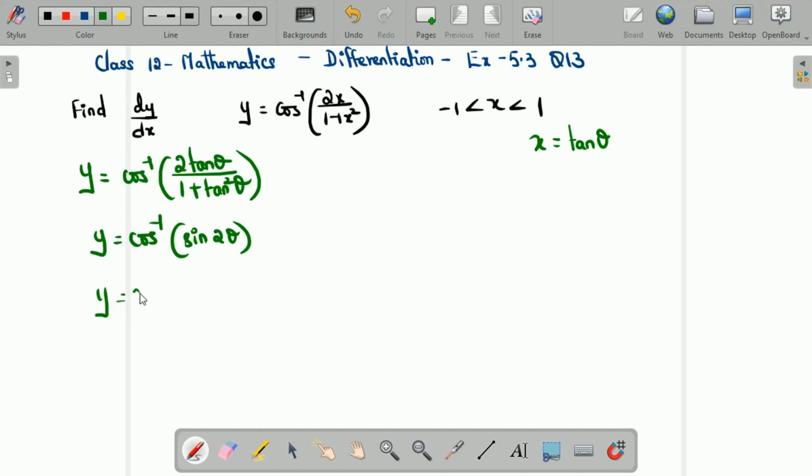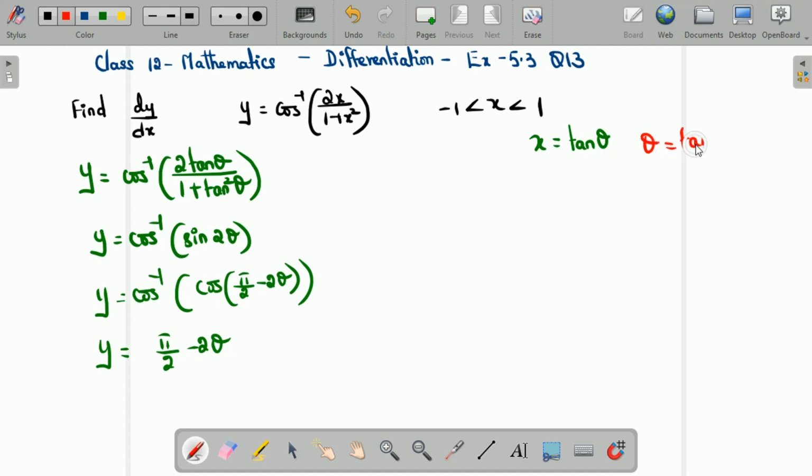So let's modify sin 2 theta with respect to cos. So y is going to be equal to cos inverse of, remember, cos is going to be 90 minus sin theta. So I'm going to write sin 2 theta as cos of 90, I'm replacing as pi by 2, minus 2 theta. So now y will get simplified as pi by 2 minus 2 theta. Now let's find out what is the value of theta. x is equal to tan theta means theta is equal to tan inverse x. So y is now reduced to pi by 2 minus 2 tan inverse of x.